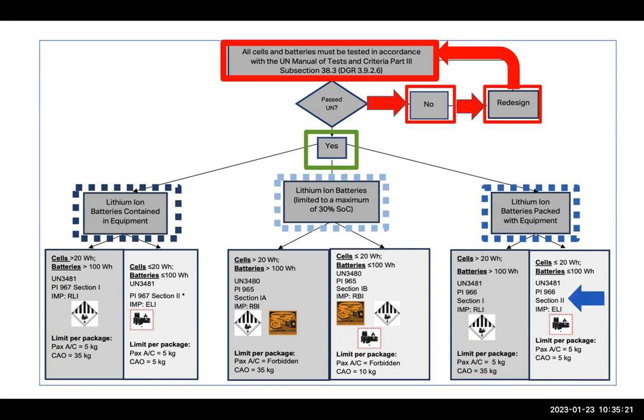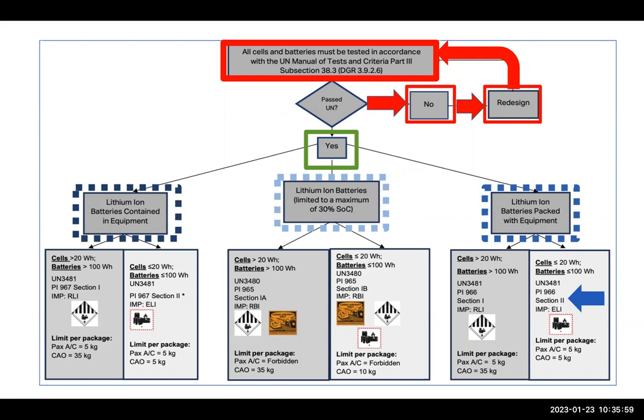They can either be shipped as section 2 or as section 1. So for them to qualify as section 2, the watt-hour rating for cells should be either equal to 20 or less watt-hour rating. And if you're dealing with batteries, then the watt-hour rating should either be equal to 100 or less than 100 watt-hour rating. The UN number will be 3481. I'll show you where that is coming from.